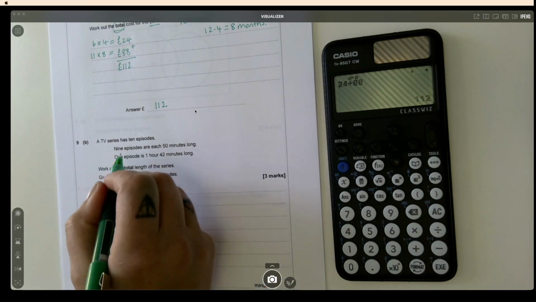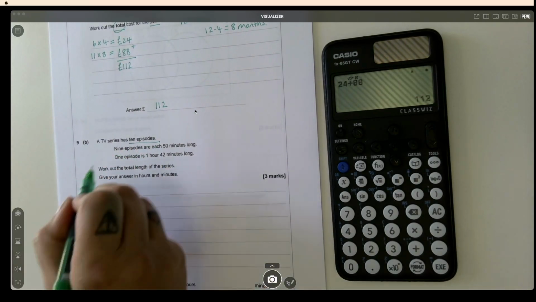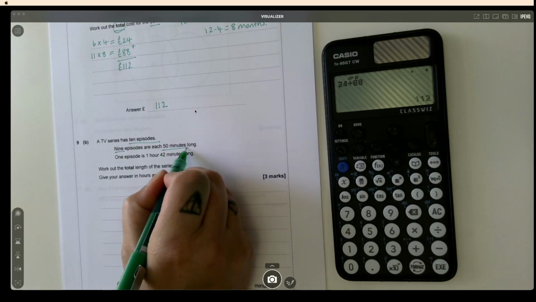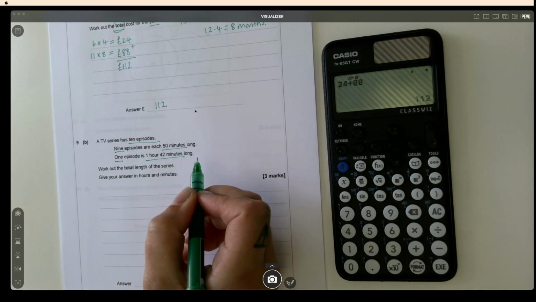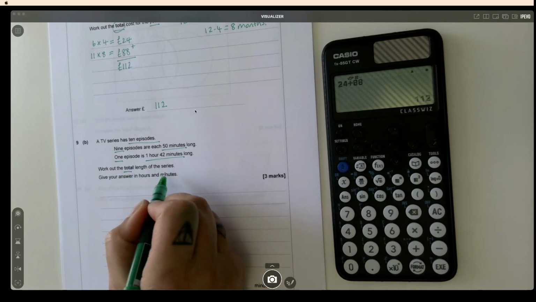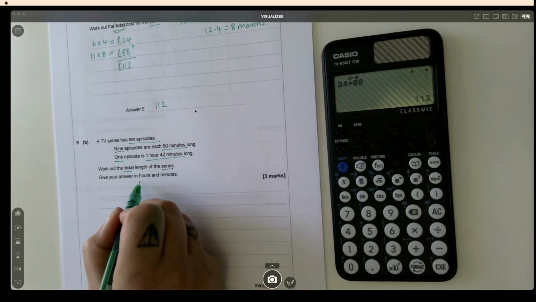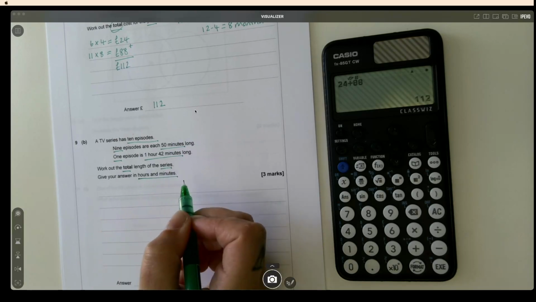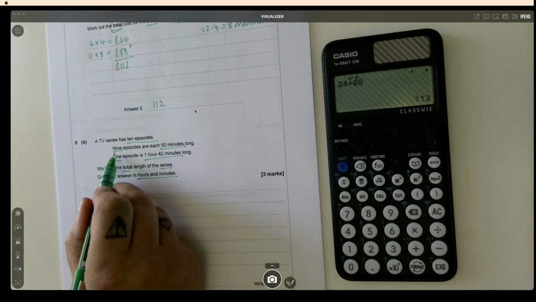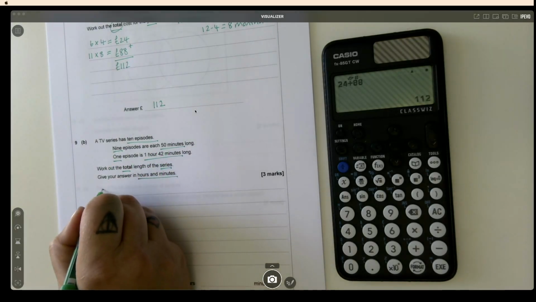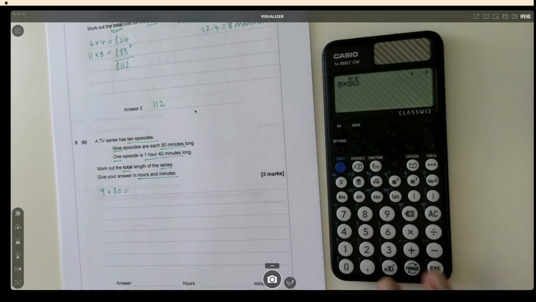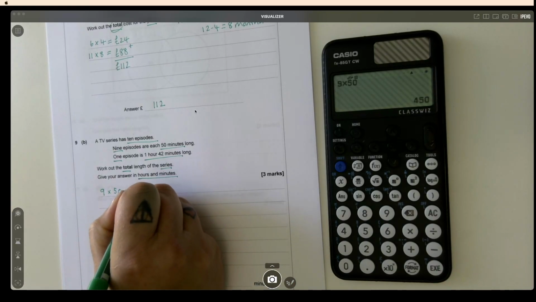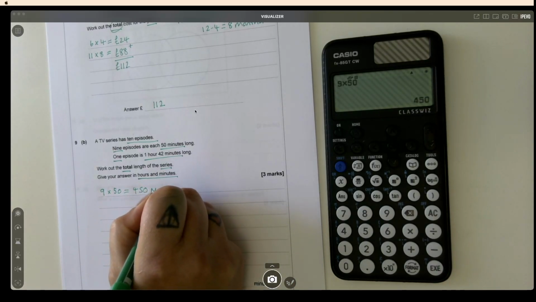9B. A TV series has 10 episodes. 9 episodes are 50 minutes long. 1 episode is 1 hour 42 minutes long. Work out the total length of the series. Give your answer in hours and minutes. So 9 episodes at 50 minutes. So 9 times 50 is 450 minutes in total.